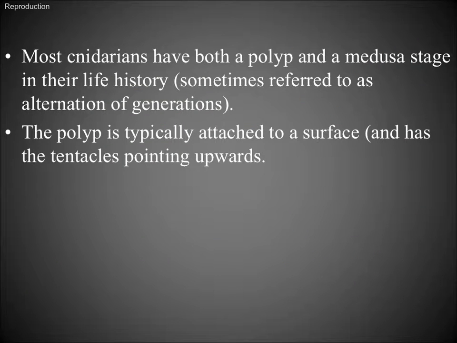When we talk about the life cycle of cnidarians, most cnidarians have a polyp stage, which is more like this. And some have a medusa stage, which is more like what you think of when you see a jellyfish. Sometimes we call this an alternation of generations, and so this should be a term familiar to you. The polyp is usually attached to a surface, and the tentacles are pointing upwards. And the medusa is generally free swimming.